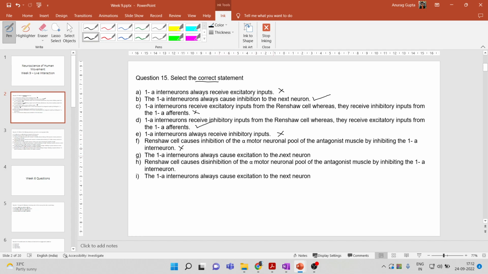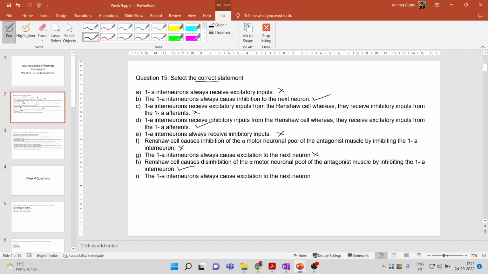The 1A interneuron always causes excitation in the next neuron. No, it causes an inhibition. And the Renshaw cell causes disinhibition of the alpha motor neuronal pool of the antagonist muscle by inhibiting the 1A interneuron. Yes, this is correct.